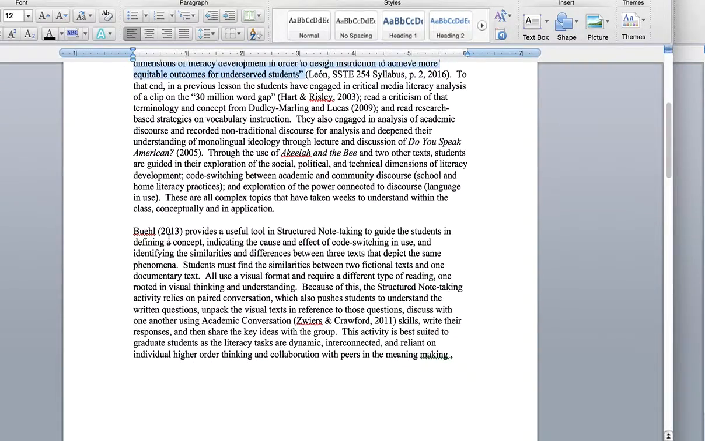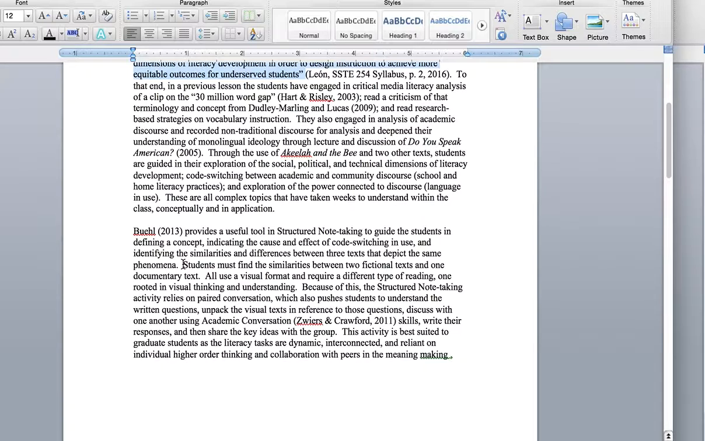So in my second paragraph, I talk about the strategy that I've chosen, structured note-taking. And in this use of that strategy, I want the students, you, to define a concept. I want you to indicate the cause and effect of code switching in use, and identify the similarities and differences between three texts that depict the same phenomenon. Students, you, will find the similarities between two fictional texts and one documentary text.